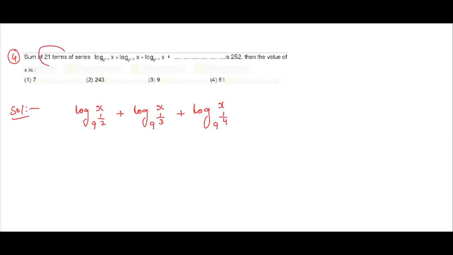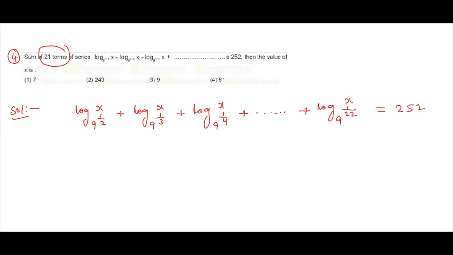Sum of 21 terms they are asking. 21 terms means the last term will come like this: logarithm of x to the base 9 power 1 by 22. Not 21, 22, because here it starts with 2. 2 to 22 means 21 terms. Their sum should be 252.